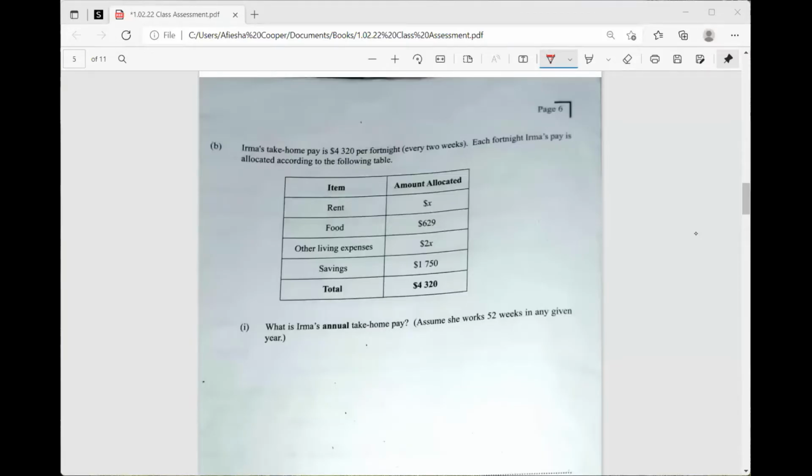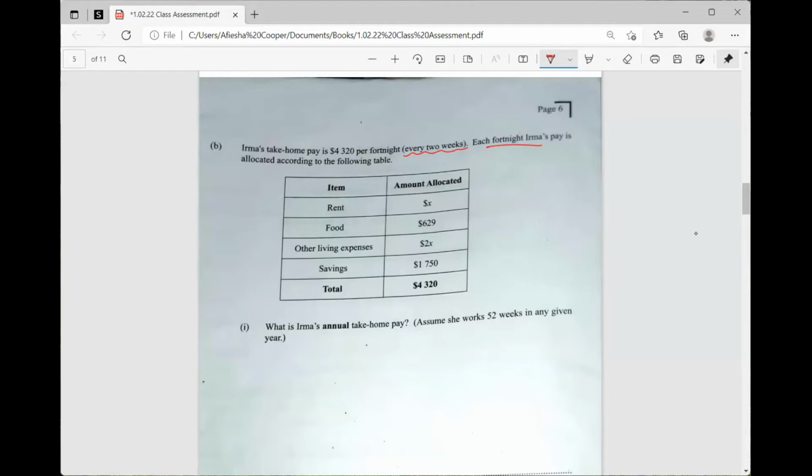Irma's take-home pay is $4,320 per fortnight. So they told you every 2 weeks. Each fortnight, Irma's pay is allocated according to the following tables. So she has her rent. So every fortnight, right? This is her breakdown, her budgets.